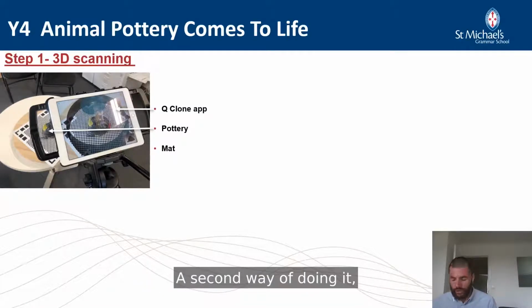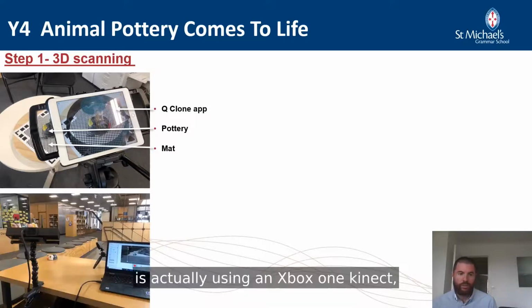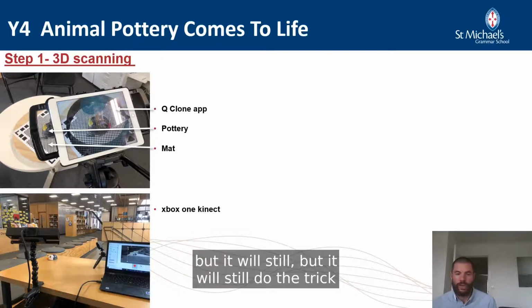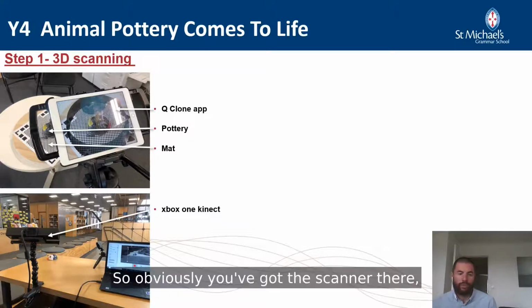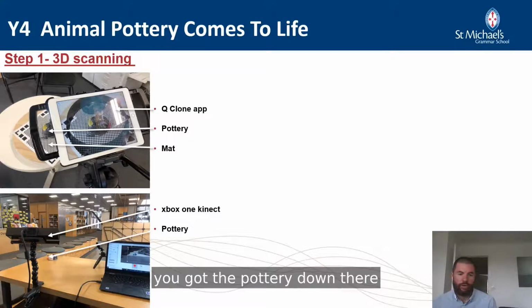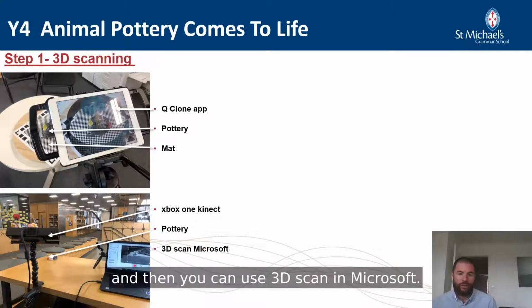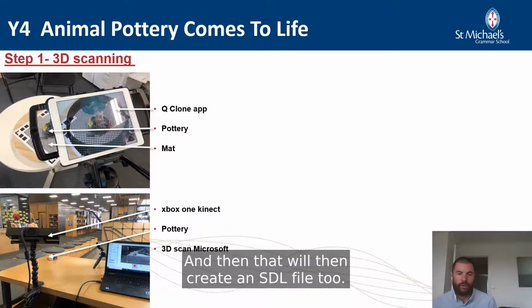Now the second way of doing it is using an Xbox One Kinect, which is a little bit less accurate, but it will still do the trick if you can't get the QClone to work. So obviously you've got the scanner there, you've got the pottery down there, and then you can use 3D Scan in Microsoft, and that will create an STL file too.